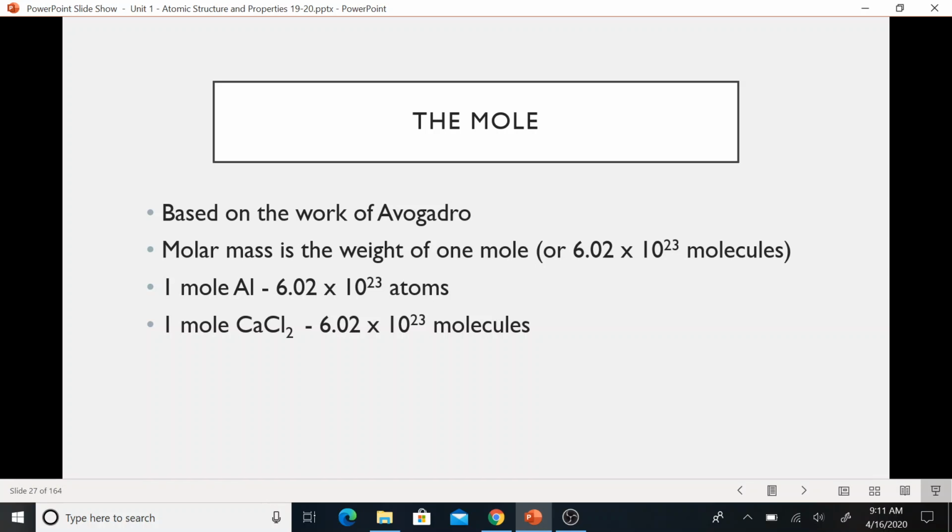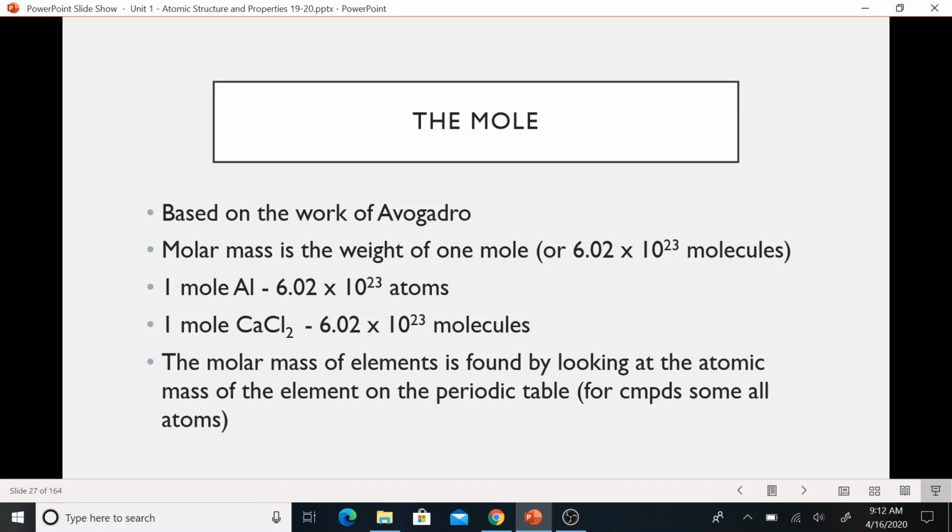But again, it still contains the same number of particles, but it does have a different molar mass, right? And think of that kind of like the idea that you can have a dozen bricks versus a dozen donuts, but the dozen bricks is going to be heavier than the dozen donuts. The bricks wouldn't be nearly as tasty, though, as the donuts.